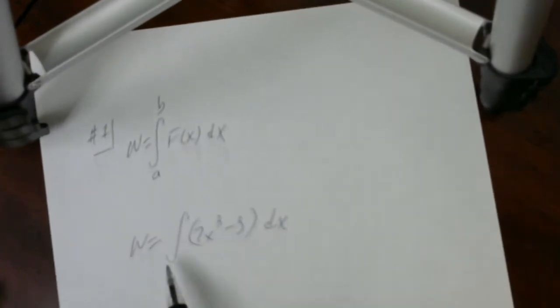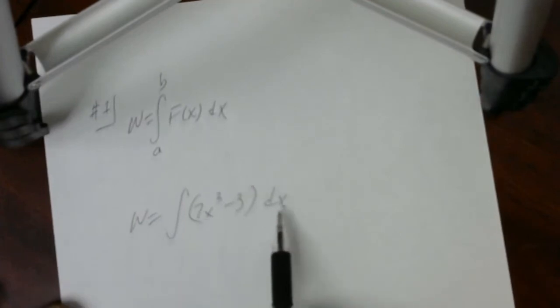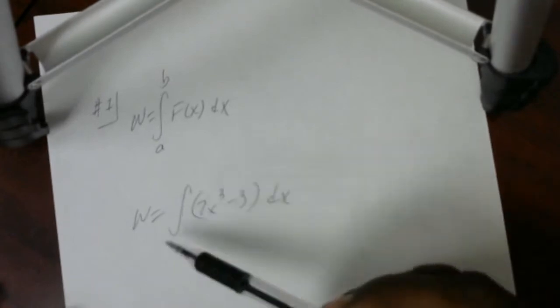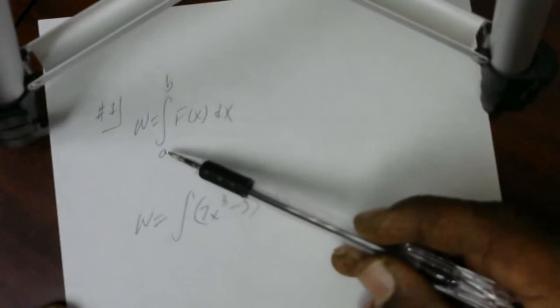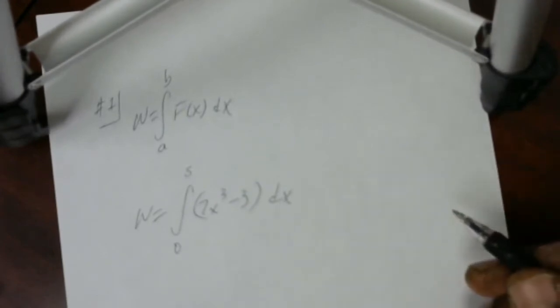Keep in mind every integration must have a variable of integration. Every integral must have a variable of integration. Now for our limits. The limits are from a to b. So our limits for our particle movement are from its origin, which is 0, to 5. So this is simply what we will integrate.